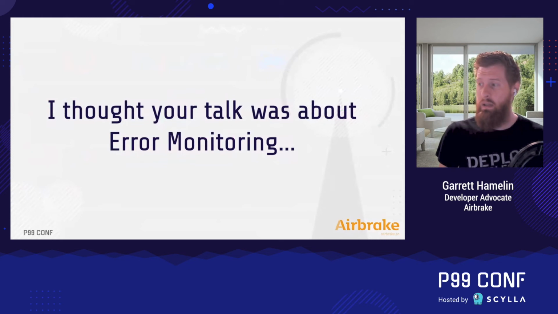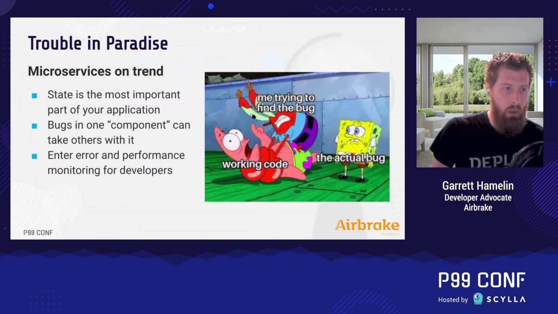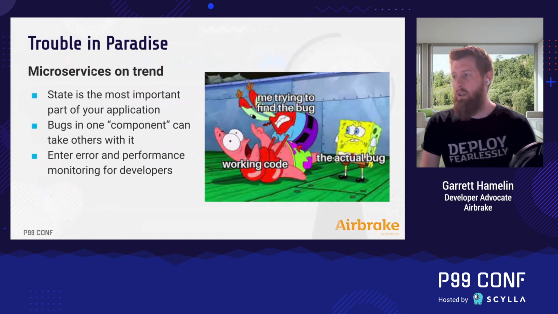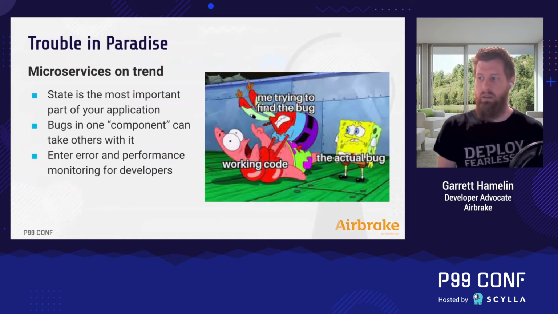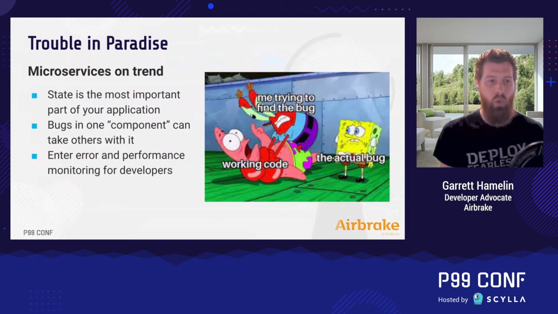It's a long history lesson, and you thought the topic was on error monitoring? Well, here we go, kids. Let's get into error monitoring. There's trouble in paragraphs. With this microservice front-end, state is the most important part of the applications, and bugs in one component can crash everything else with it.